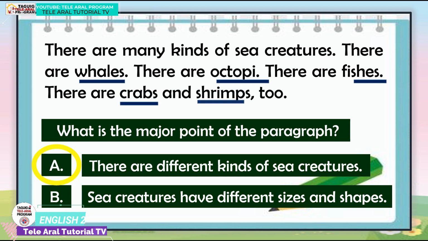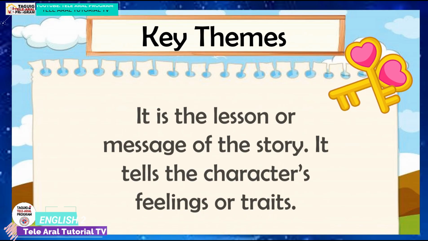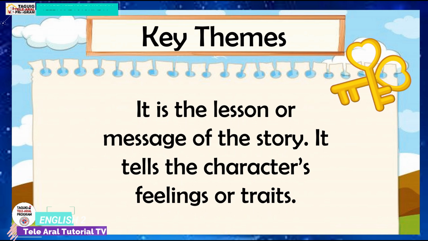Again, we've seen some keywords like whales, octopi, which is the plural form of octopus, fishes, crabs, and shrimps. All of these are examples of sea creatures. Therefore, the major point of the paragraph is there are different kinds of sea creatures. Now, let's proceed with key themes. Key themes is the lesson or message of the story.